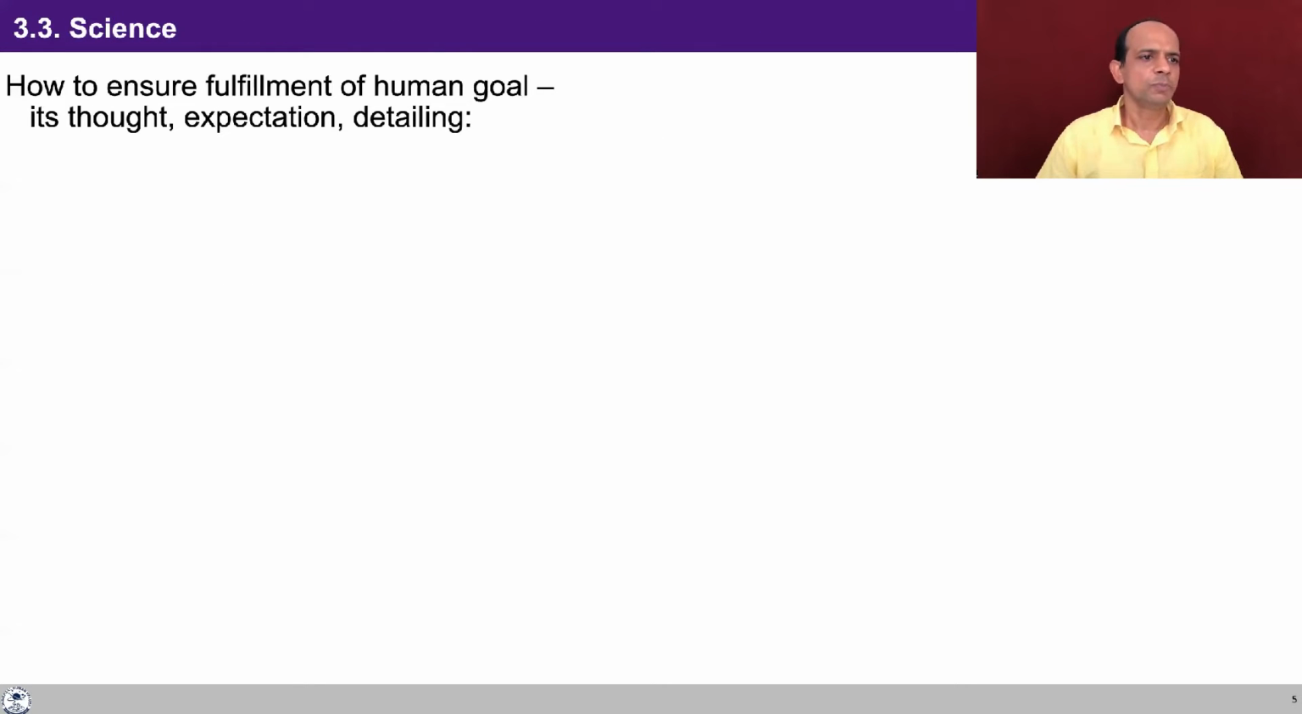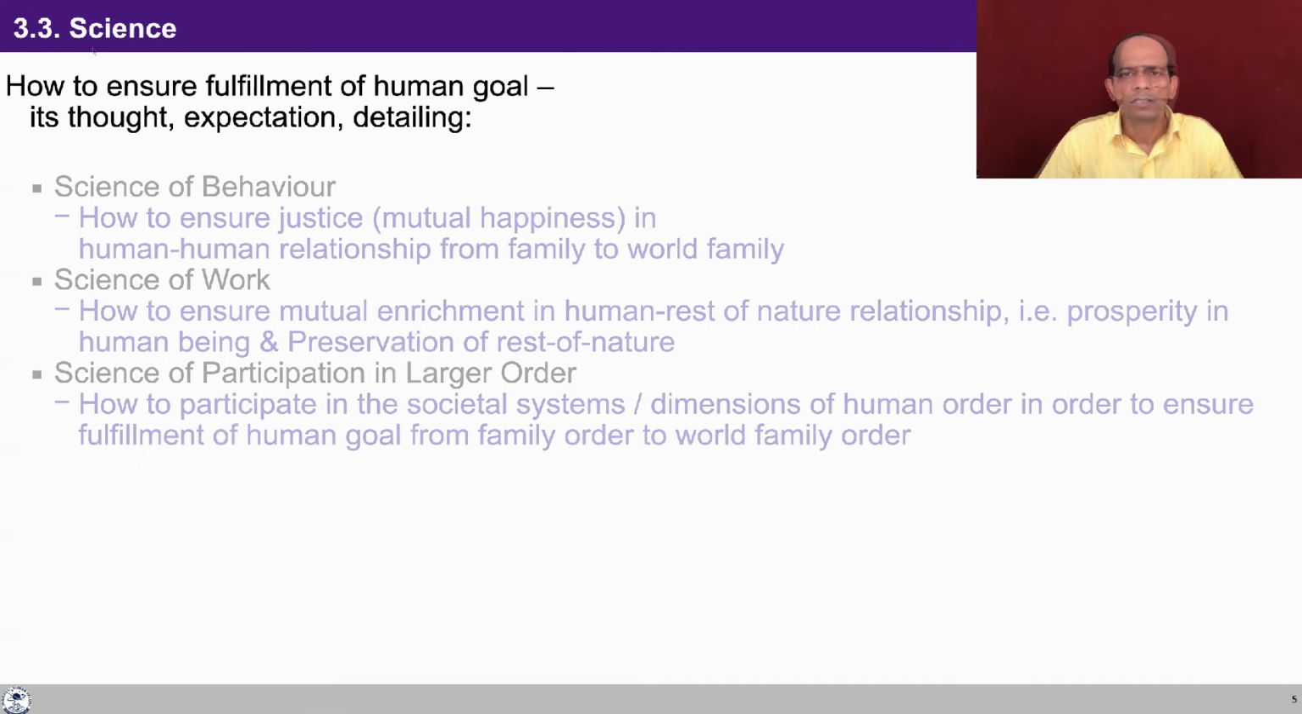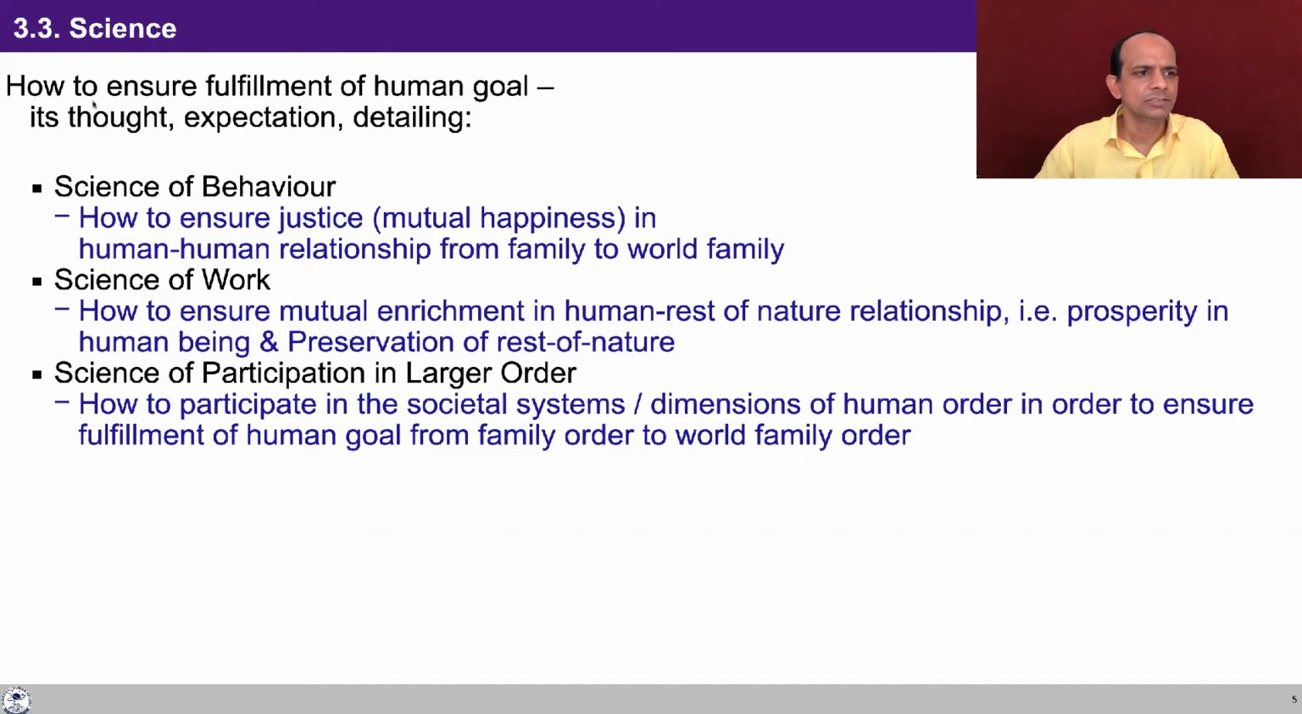So science would be how to ensure the fulfillment of human goal. So it's thought, its expectation, and its detailing. As you said, at the level of science, which is there in block B2 of the imagination, when you go to talk about science, we have to talk about how to ensure fulfillment of human goal. And there we have to talk about the thought, expectation. And then the detailing would be in terms of three things. One, science of behavior. And what does science of behavior mean? How to ensure justice, that is mutual happiness in human-human relationship.